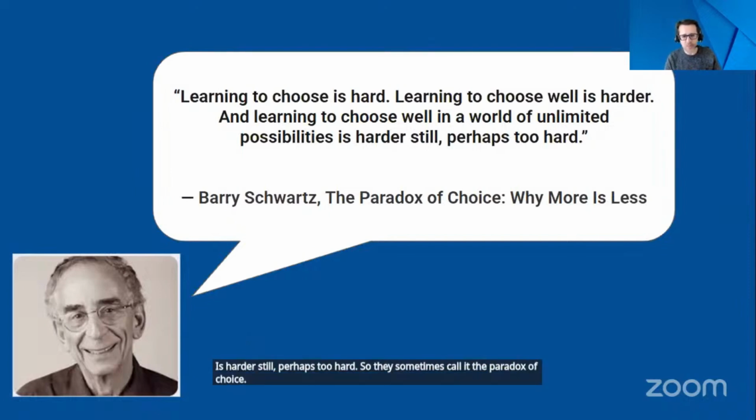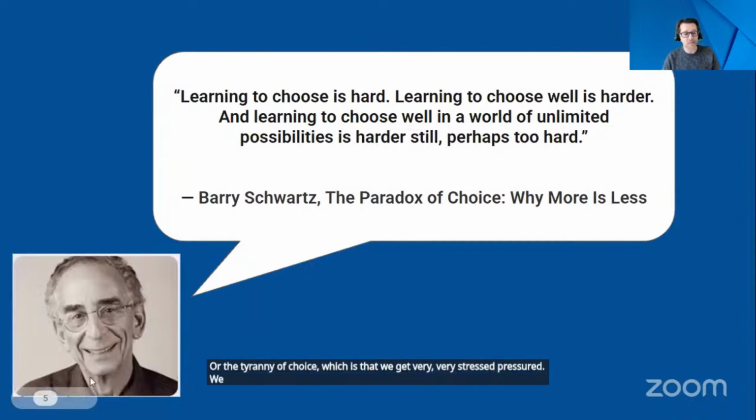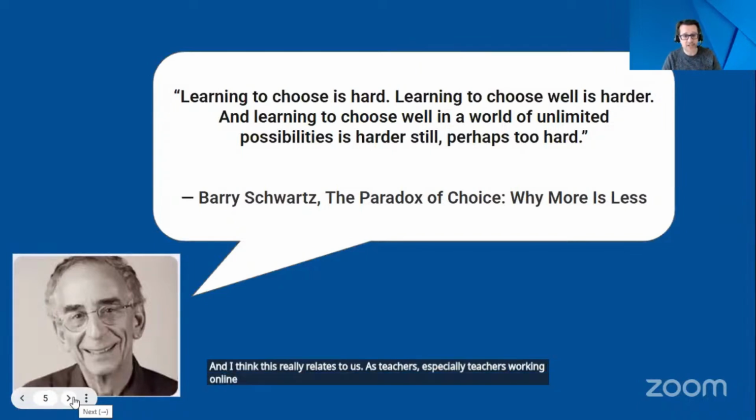When you have lots of options, why doesn't that make us happy? Or the tyranny of choice, which is that we get very, very stressed, pressured, we procrastinate a lot, and we often get very confused when there are lots and lots of choices. And I think this really relates to us as teachers, especially teachers working online in the 21st century.